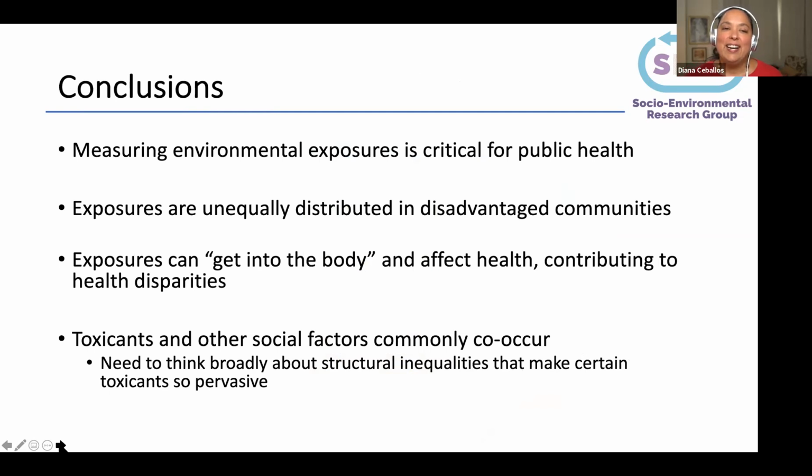And to conclude, we learned that measuring environmental exposures is critical for public health, and that exposures can be unequally distributed in disadvantaged communities, and that exposures can get into the body and affect health, contributing to health disparities, and that toxicants and other social factors commonly co-occur. So there's really a need to think broadly about structural inequalities that make certain toxicants so pervasive so that we can really solve these very complex, real challenges that we find in public health.